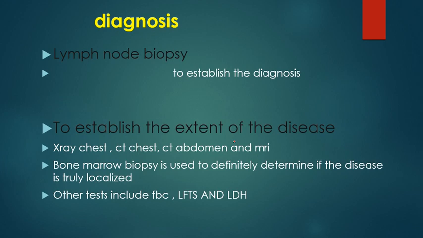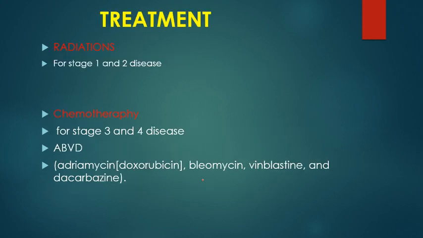For the diagnosis, we do lymph node biopsy to establish the diagnosis, and to establish the extent of the disease, we perform X-ray chest, CT chest, CT abdomen, and MRI. Bone marrow biopsy is used to definitely determine if the disease is truly localized. It means that if we want to know whether the disease is localized or not, we do bone marrow biopsy. Other tests include FBC, LFTs, and lactate dehydrogenase.